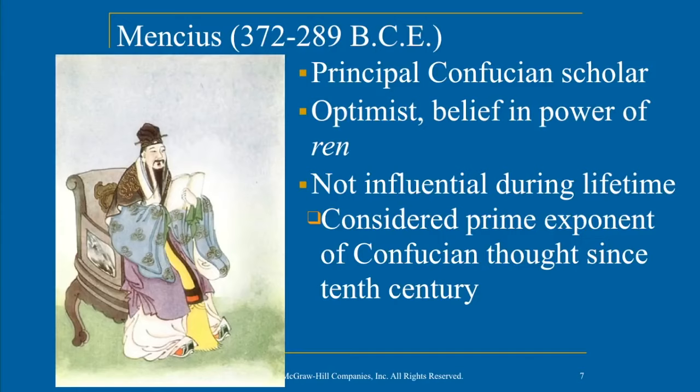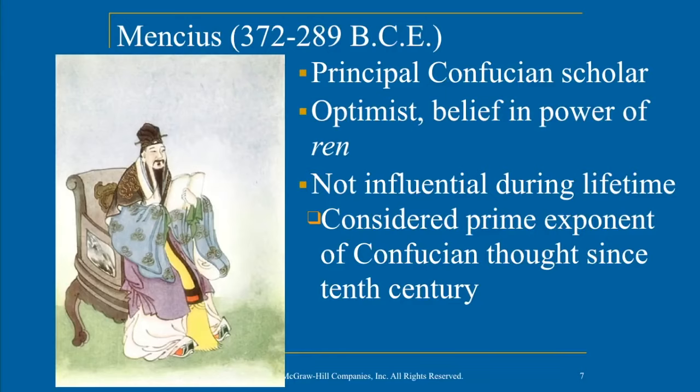Next, we get what's called Mencius. He was a principal Confucian scholar. He had a very specific idea of how people were organized. He was an optimist, he believed in the power of Ren, that kindness and benevolence were good things. He was not influential during his lifetime. He's considered a prime exponent of Confucian thought since the 10th century.